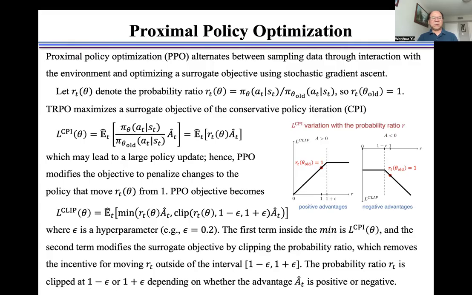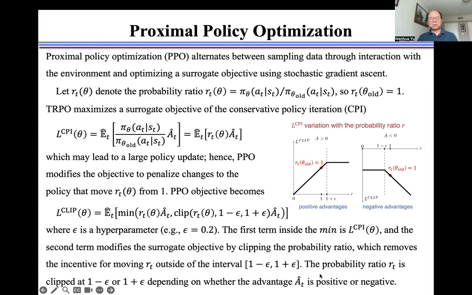update. Hence, PPO modifies the objective to penalize changes to the policy that move r_t from 1. The PPO objective becomes this, where epsilon is a hyperparameter. The first term inside the mean function is the CPI surrogate function, and the second term modifies the surrogate objective by clipping the probability ratio, which removes the incentive for moving r_t outside of the interval from 1 minus epsilon to 1 plus epsilon.